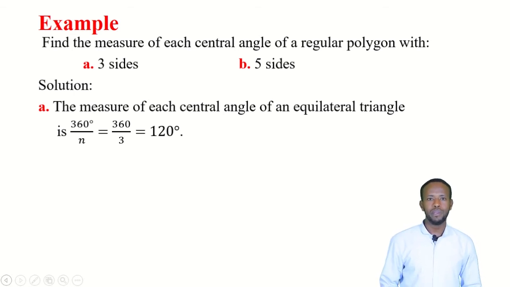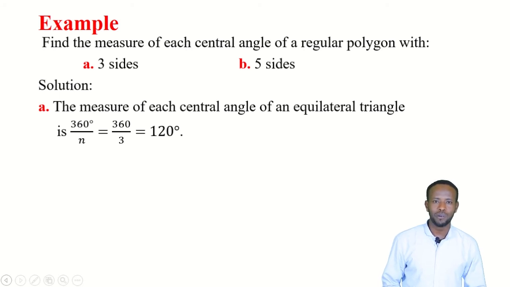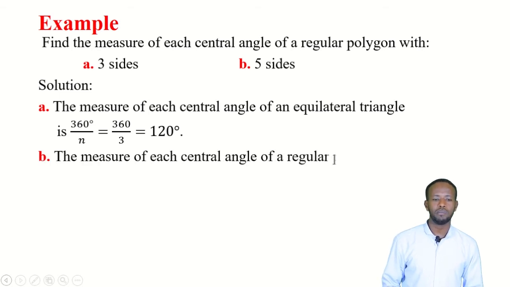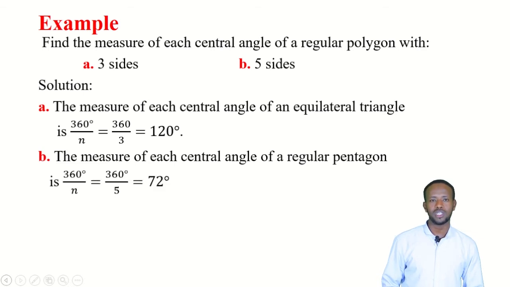Okay, let us see B again. I am sure you can answer B quickly. B will become what? Okay, let us see again. The measure of each central angle of a regular pentagon is 360 over n, which is equal to 360 divided by 5. Then this is 72 degrees.